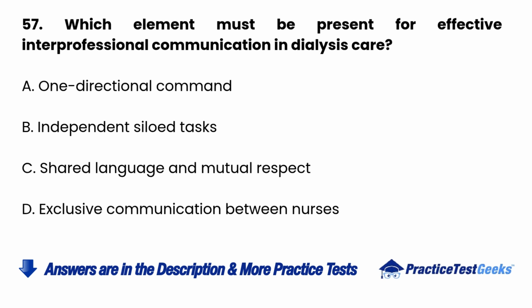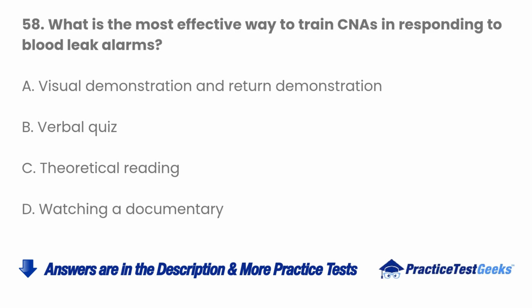57. Which element must be present for effective interprofessional communication in dialysis care? A. One-directional command. B. Independent siloed tasks. C. Shared language and mutual respect. D. Exclusive communication between nurses. 58.